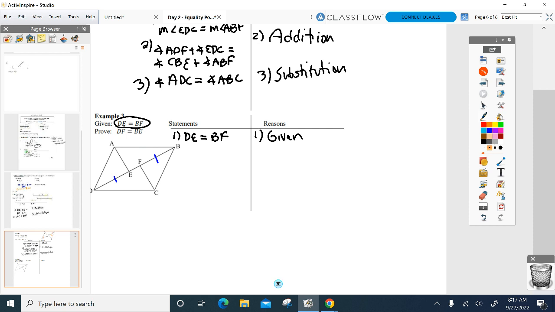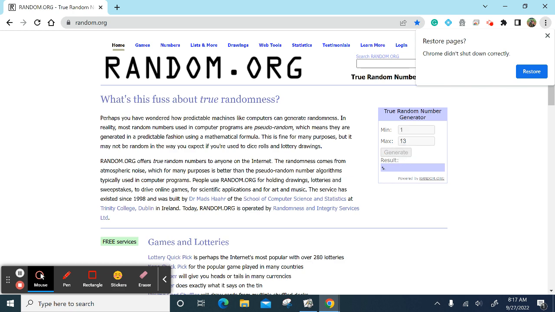Okay, here we go. Let's see why this one's a little bit different. Look at your givens to your proof. Are my line segments getting bigger or are they getting smaller? Bigger or smaller from the given line segments to the proved line segments? Look on your diagram. Are my line segments getting bigger or smaller?